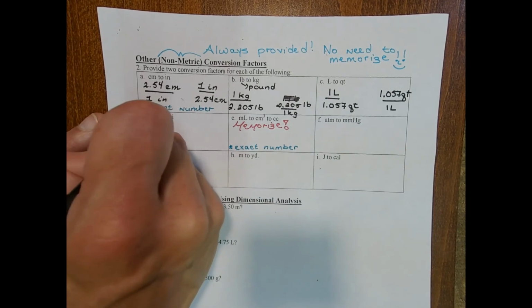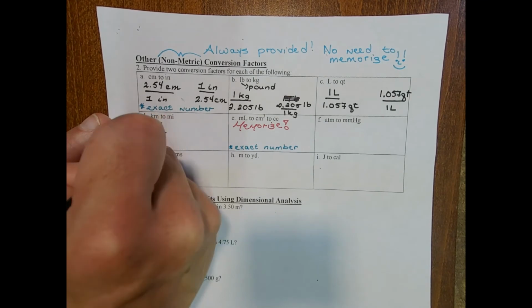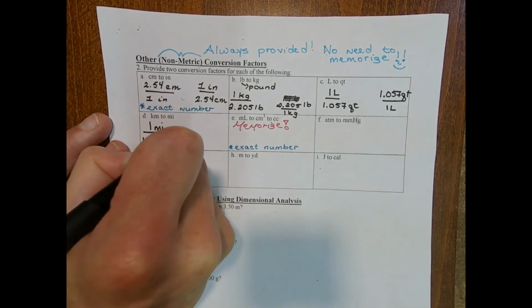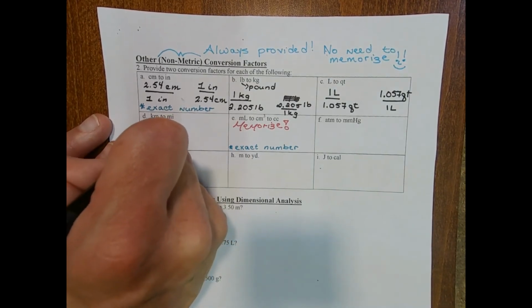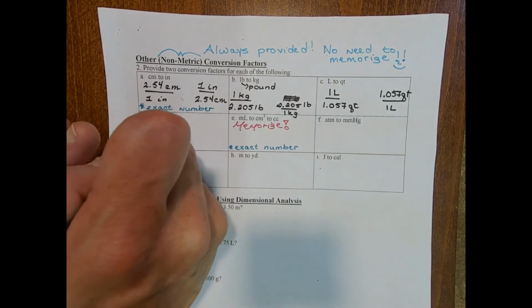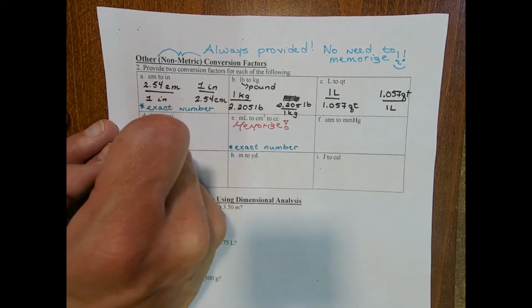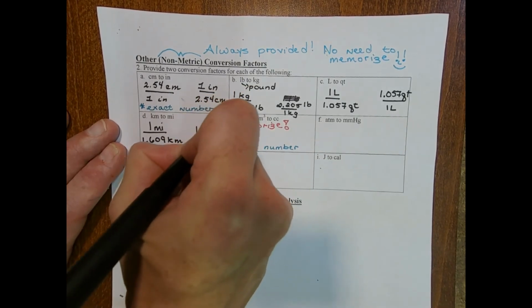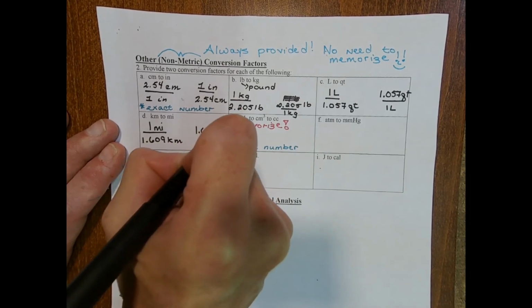Kilometers to miles is an important one, right? 1 mile has 1.609 kilometers. So this means that a kilometer is much smaller than a mile. And so when you're driving in foreign countries, Mexico, Canada, Europe, they're all going to use kilometers. So remember that the kilometers are smaller than a mile. 1.609 kilometers in 1 mile.